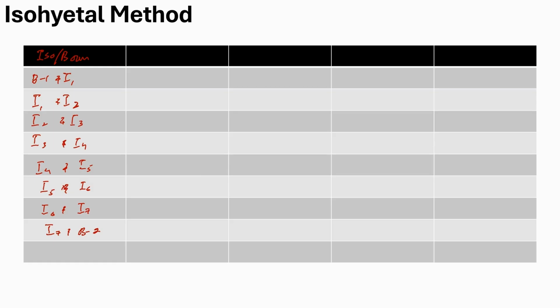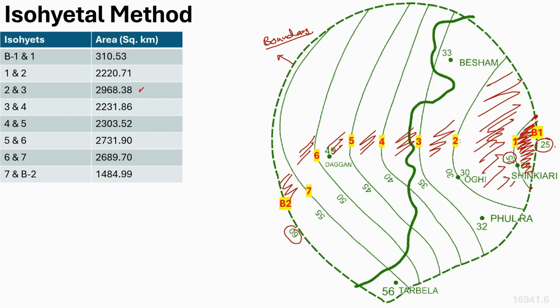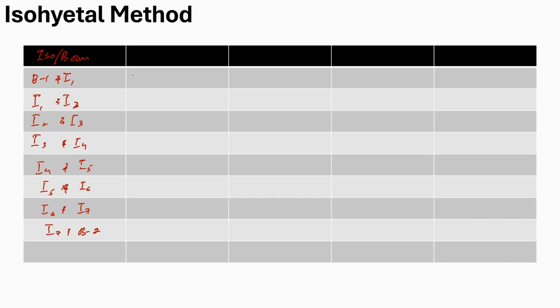So, what is the average precipitation of B1 and I1? Here B1 has a precipitation of 25 and the first isohyet also has a precipitation of 25. So we can say 25 plus 25 divided by 2. We have to determine the average between two isohyets. So it will be 25.